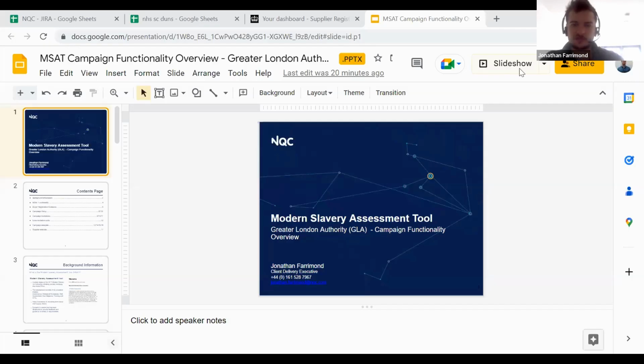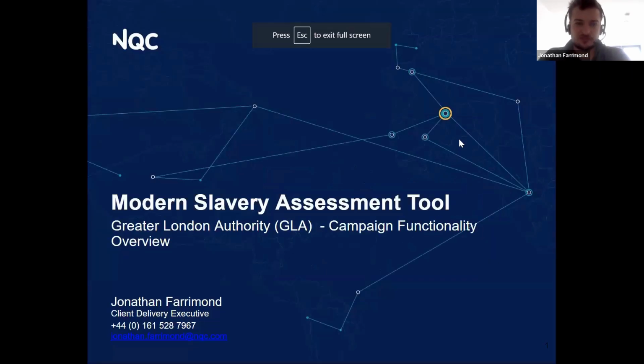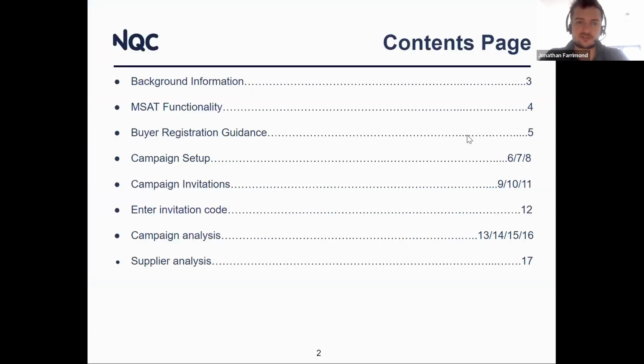I'm just using the one screen myself, so can everyone see this okay as well? This is the modern slavery assessment tool campaign functionality overview. Yes, that's good. Fantastic. Thank you.